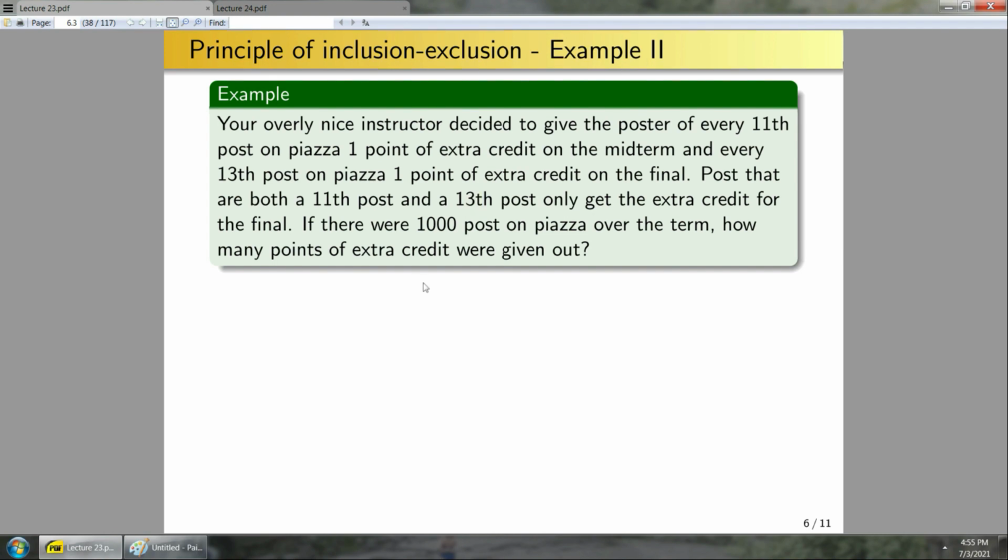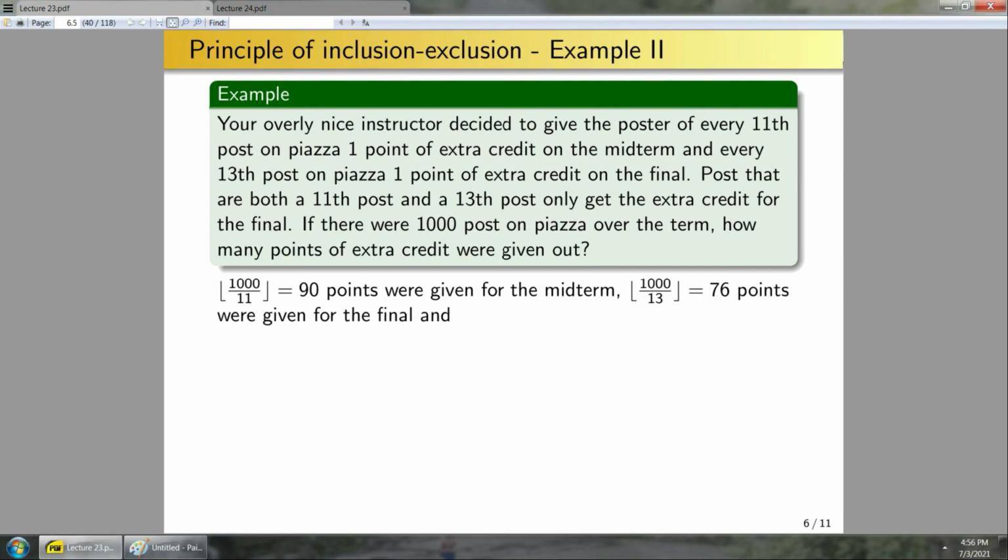So to be explicit, this is the number of points that were given on the midterm. So again, take 1,000, divide it by 11, take the integer part of that. The number of points given out for the final would then be 1,000 divided by 13, the floor of that, which would simply be 76 points. And the number of points where I double counted would be exactly the multiples of 12 and 13. So that would be 1,000 divided by 11 times 13, or 6 points that were double counted.